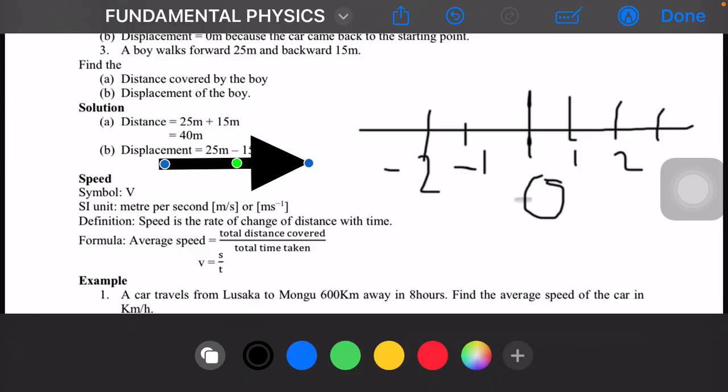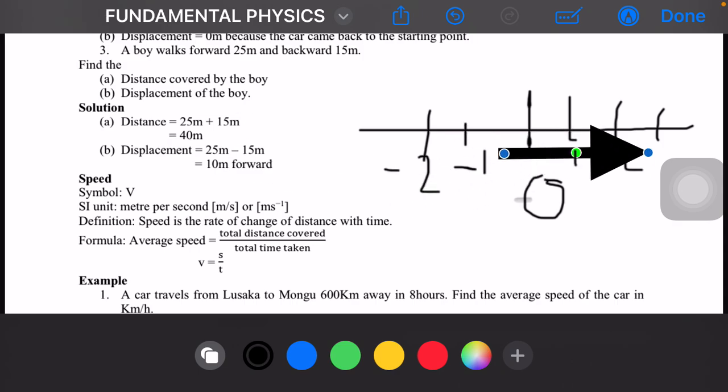Why? Because the distance moved forward is greater than the distance moved backwards. That's why the number is still positive here. It will be on the positive side either way.